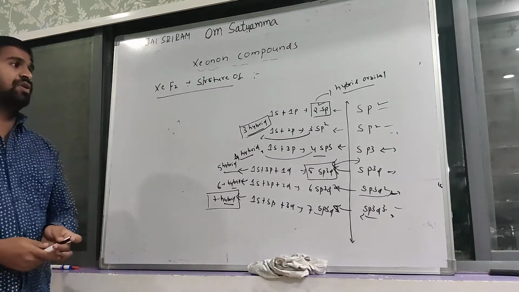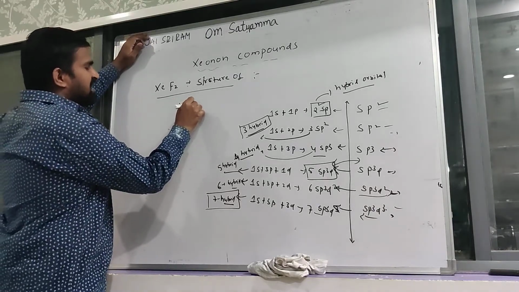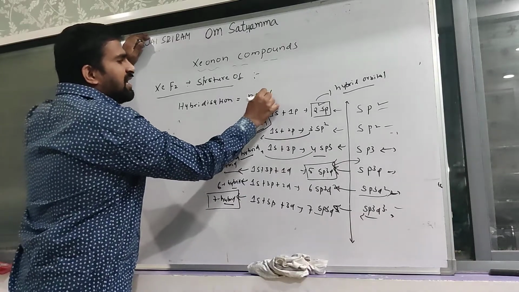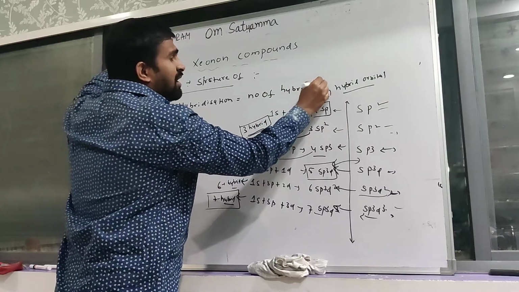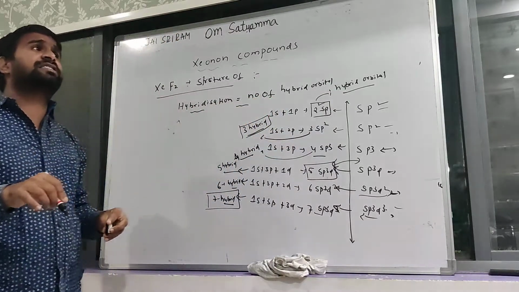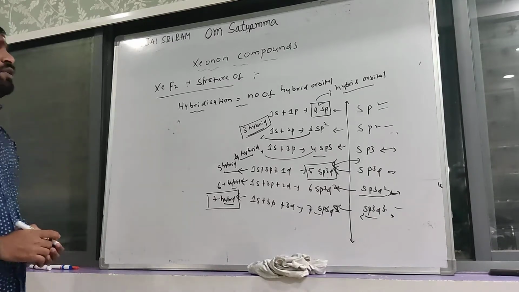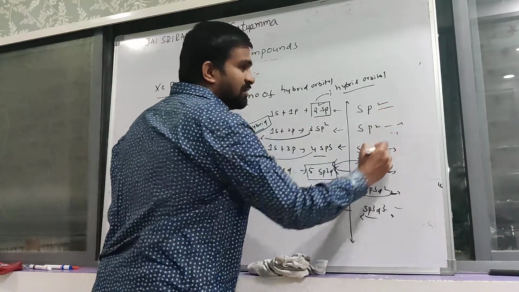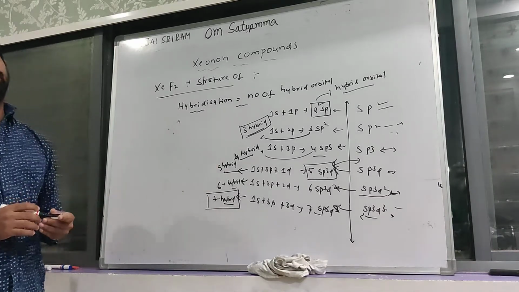Hybridization is determined by the number of hybrid orbitals. Clear? If you know how many hybrid orbitals are present in the central atom of the given compound, then you can find out the hybridization of that central atom. If you know the hybridization of the central atom, then you can find out the structure of that compound.